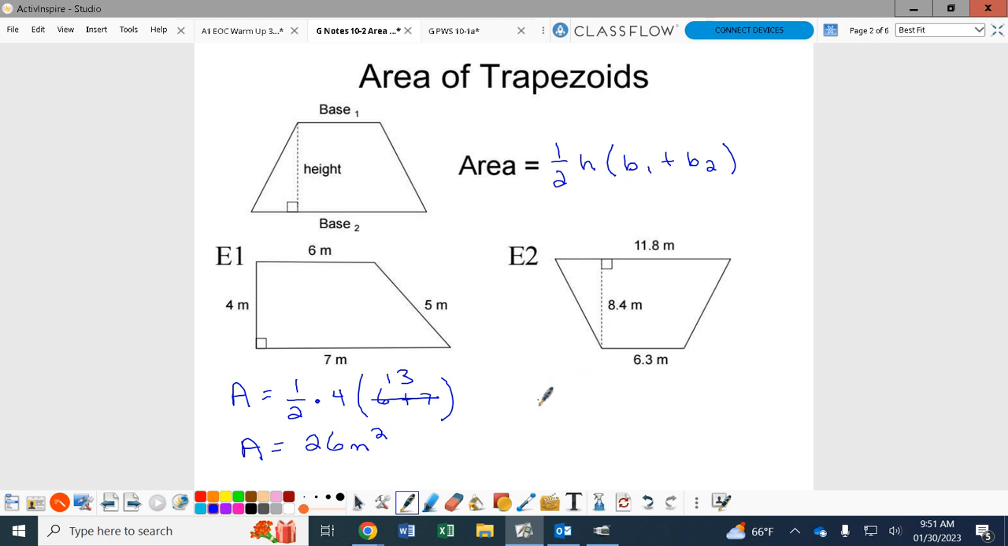So the next one is going to be area equals 1/2 times, which number is your height? 8.4 is the height in this one, times your two bases, which are the only other two numbers, base 1 and base 2, so 11.8 plus 6.3. It does not make any difference which one of those two numbers you put first. I would add first. What do you get when you add 11.8 and 6.3? 18.1. Okay, then multiply it all together, all as one big problem.